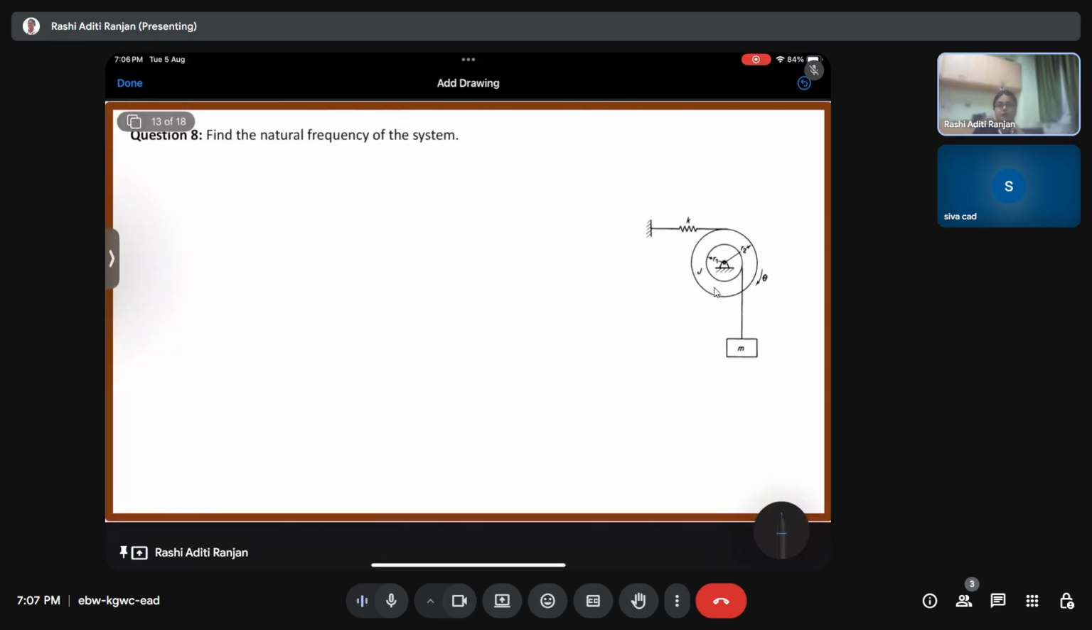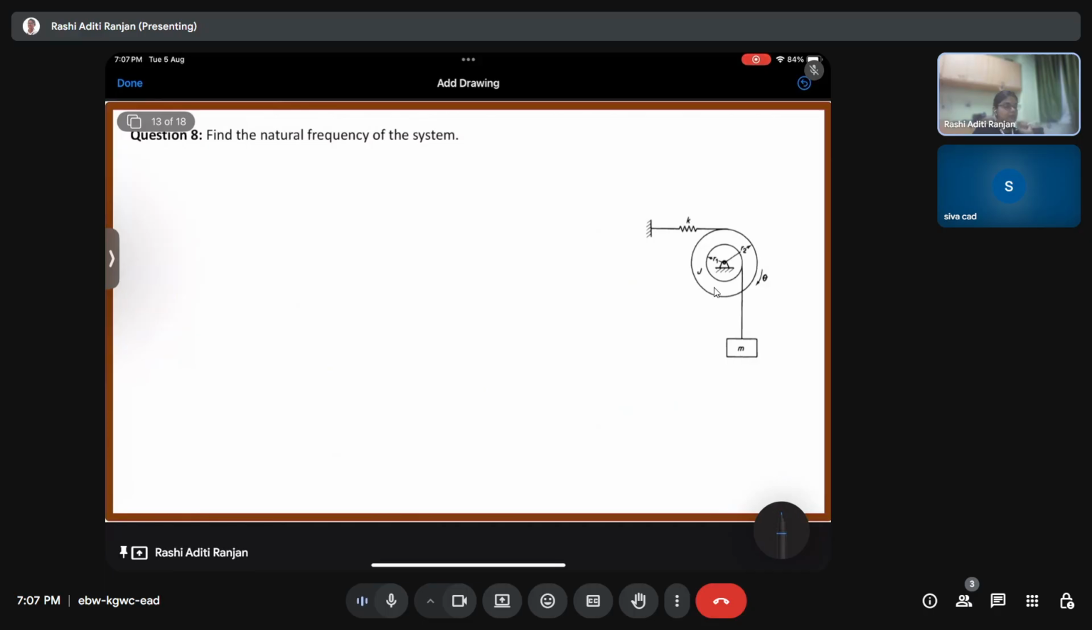Now coming on to question number 8. Here we have to find out the natural frequency of the system. The reason I have taken this question is that if you know how to find the natural frequency for a system which is undamped, it is easier for us to deal with a damped system, right?